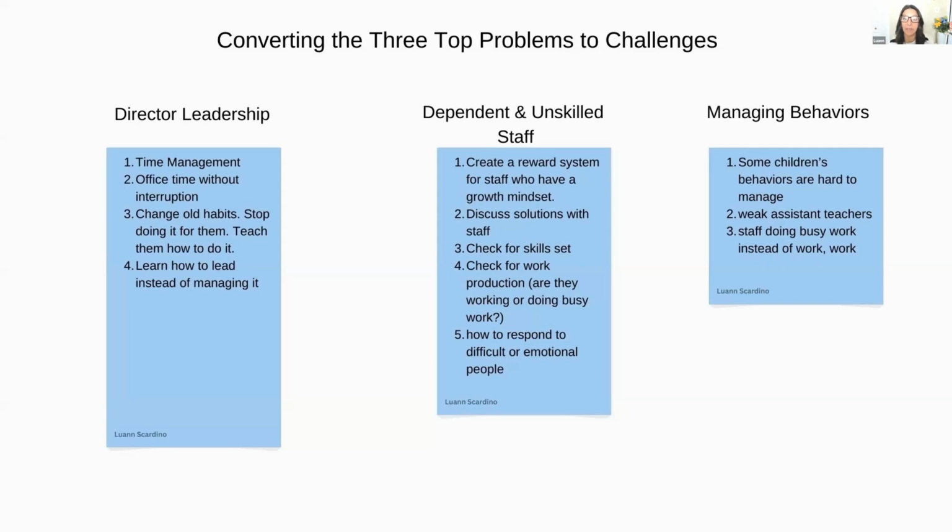There was one person that said, every time I go to speak to a staff person, she cries. And I don't know what to do. I'm very nice. I'm approaching her to correct her on diaper changing procedure or whatever, and she cries. What do I do about that? And so we were able to talk about how to respond to people who are sensitive. And then managing behaviors. Some children's behaviors are hard to manage. Weak assistant teachers, meaning they're not doing their part in this scenario. Staff doing busy work instead of work. All right, so that's how we came up with this. So everything that they had to say got put into this.